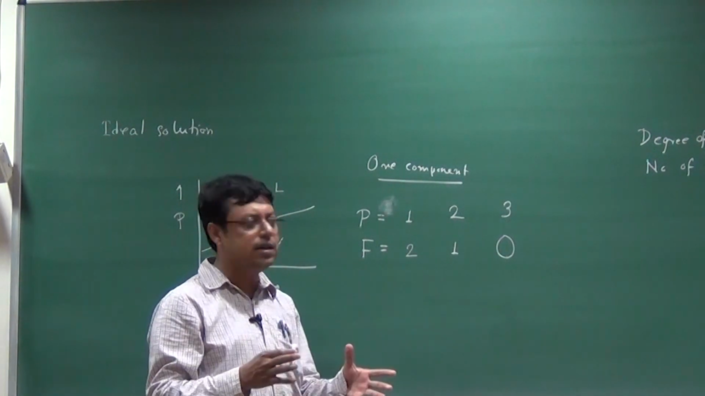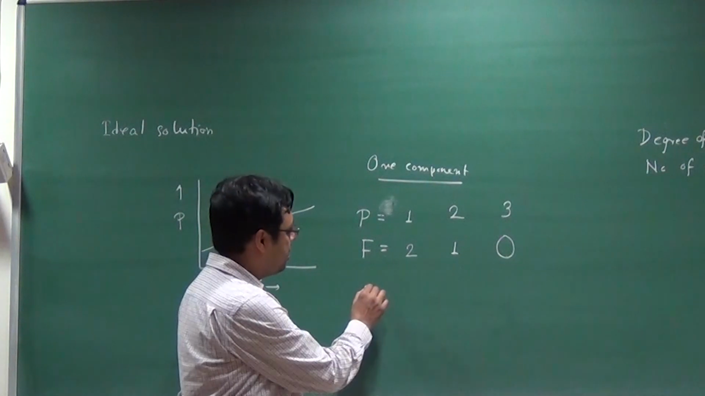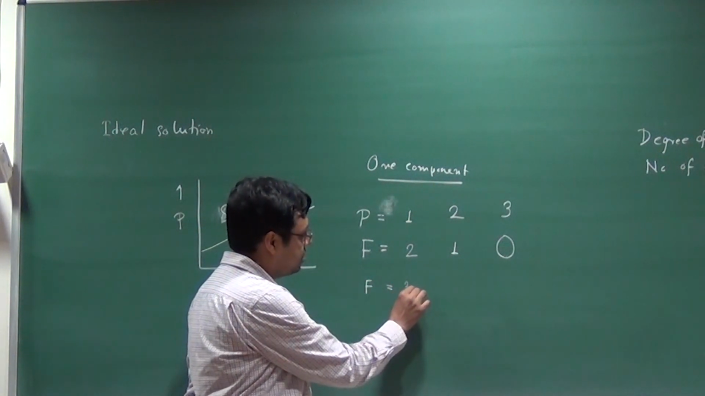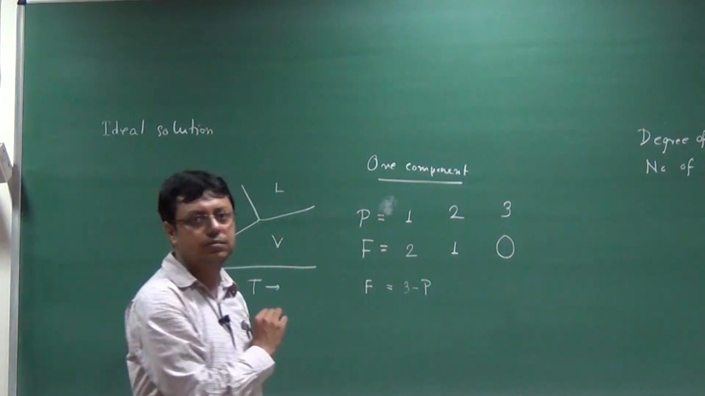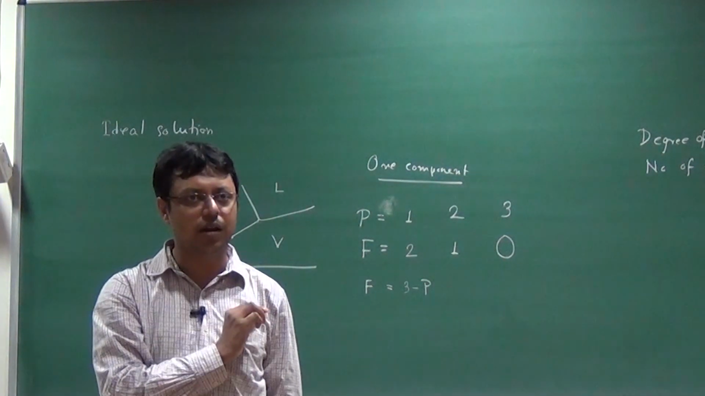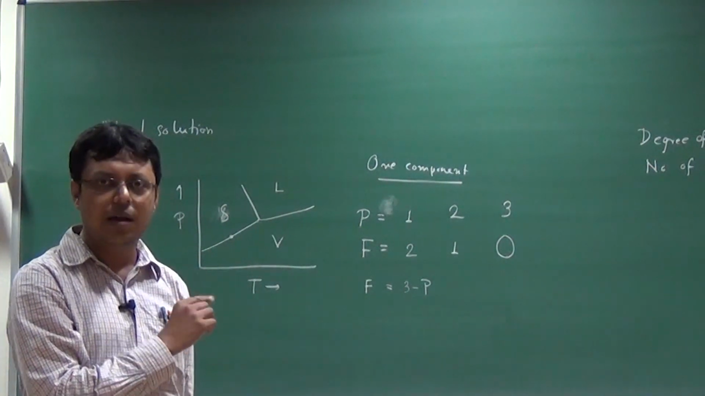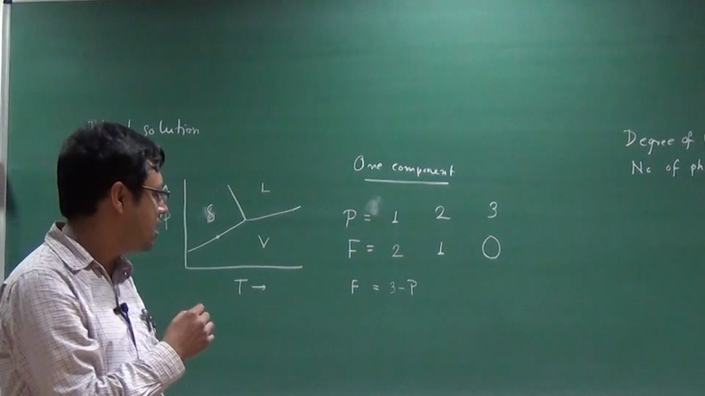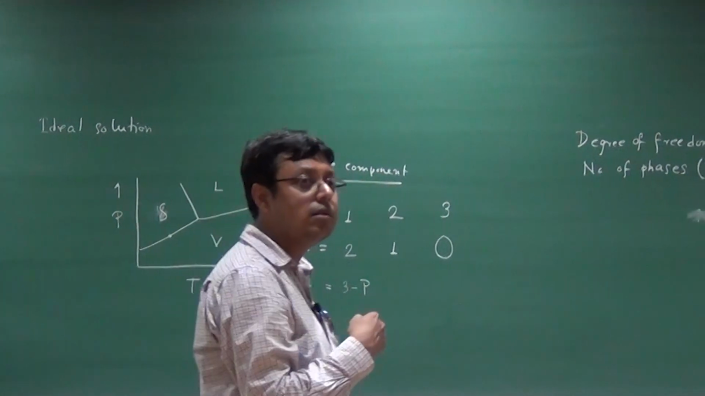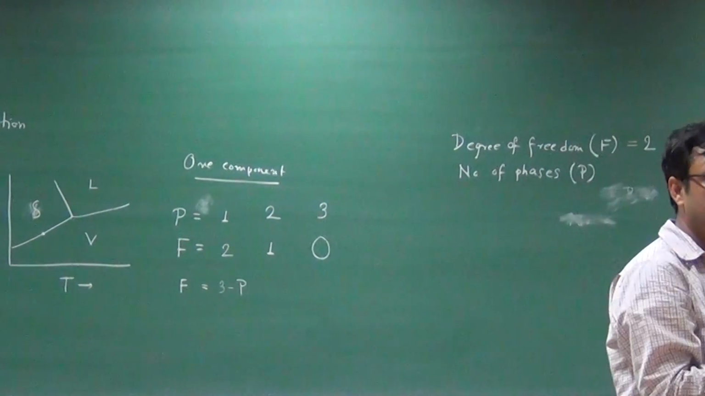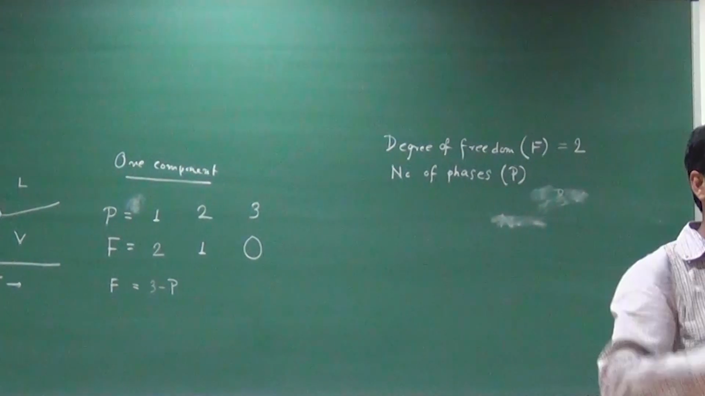So you can readily say that I can make a relation that this F is nothing but 3 minus P. This total is 3. But this is for a one component system. And also it's not a general thing, in the sense that this 3 is coming because there are 3 phases. I could have other phases, like I told you, for water there are many exotic phases.